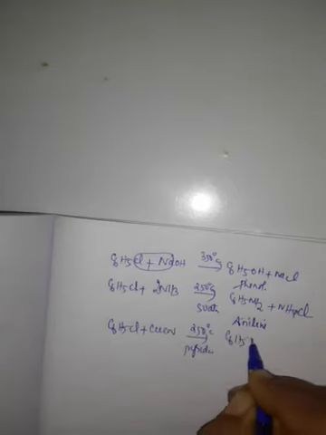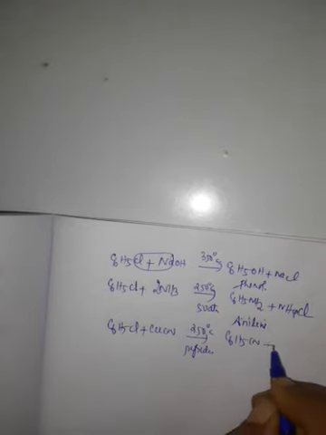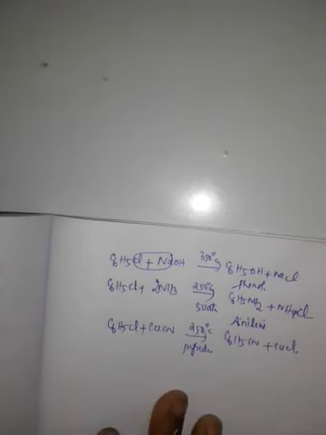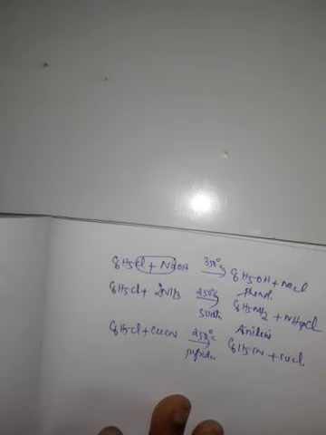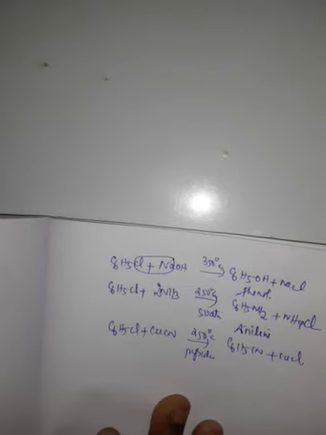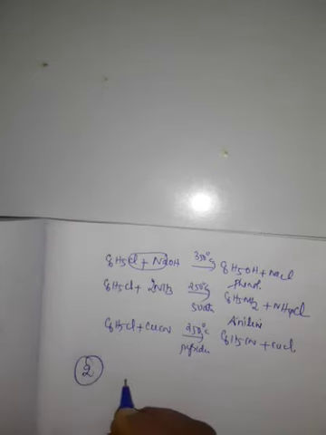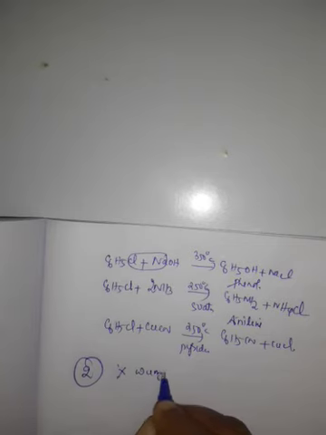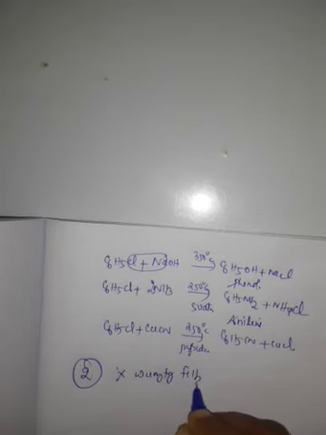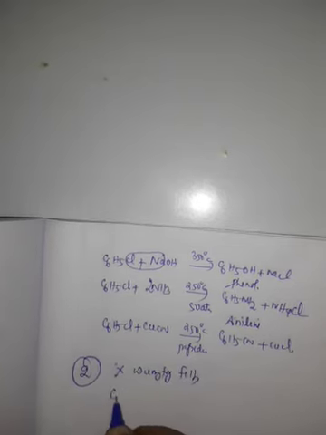forming phenyl cyanide, plus copper chloride is formed. These are the nucleophilic substitution reactions. Next, reaction with metals, that is the Wurtz-Fittig reaction. Wurtz-Fittig reaction.